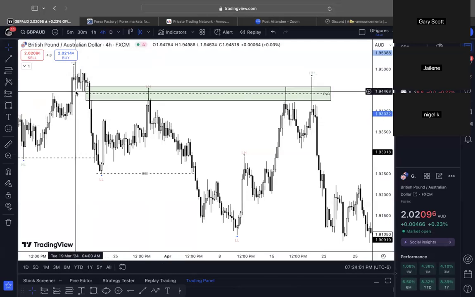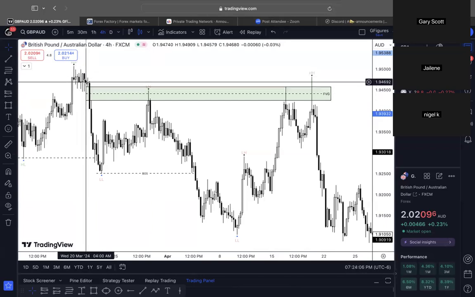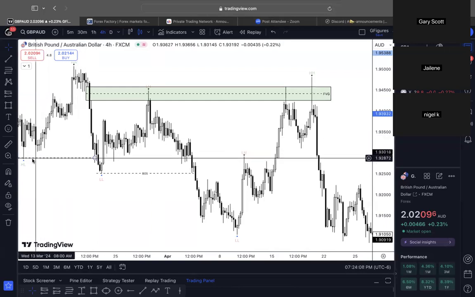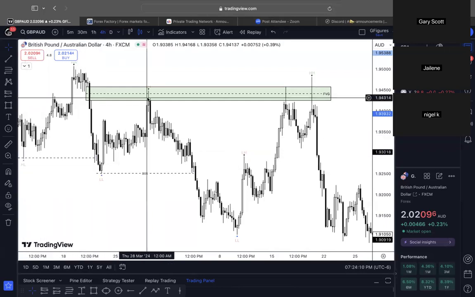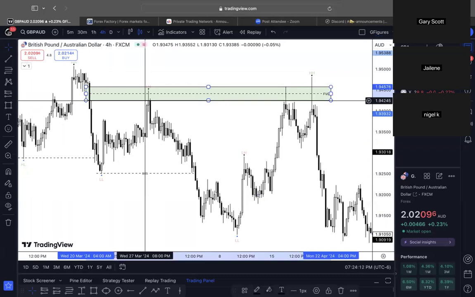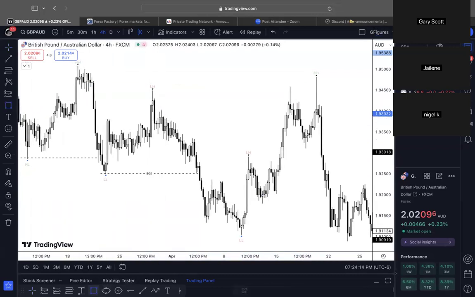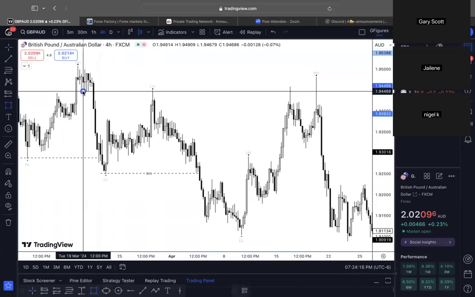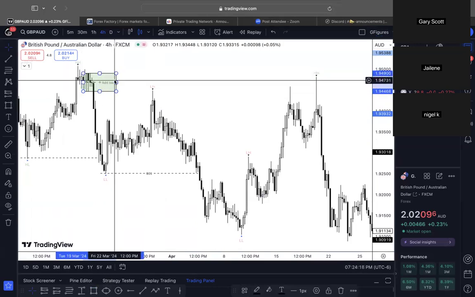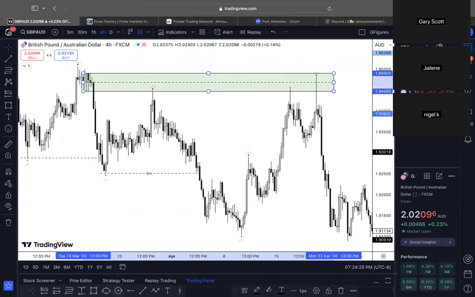right? Areas of value above that, because this is also an order block in itself. Because the moment that price took out this higher low, if we wanted to remove this fair value gap, price could simply be coming to test this order block. Well, Gary, how do you know that that's an order block? Well, let me explain it to you.